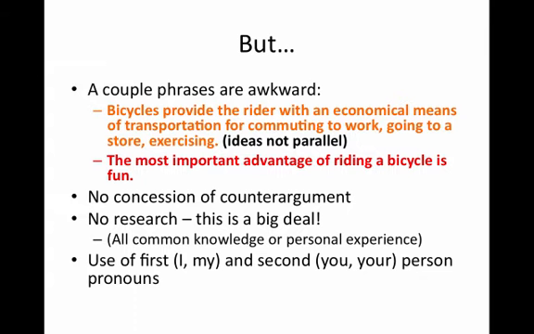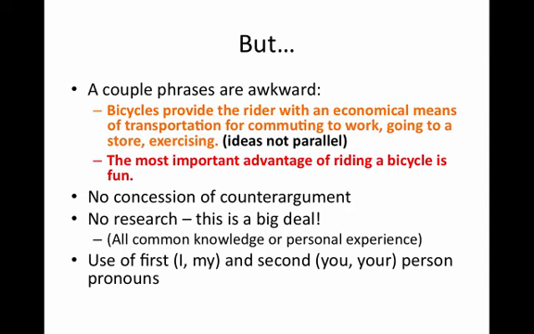However, a couple phrases are awkward. For example, bicycles provide the rider with an economical means of transportation for commuting to work, going to a store, exercising. That's awkward. Those 3 things need to be worded the same way. Commuting to work and going to a store, those are worded the same way. Exercising is not. So that's awkward. Also, the text says the most important advantage of riding a bicycle is fun, but it should say something like, is having fun, or is the advantage of having fun on the way to work. There's something missing there. And there was also a sentence that said are instead of is, which is a typing or spelling error.